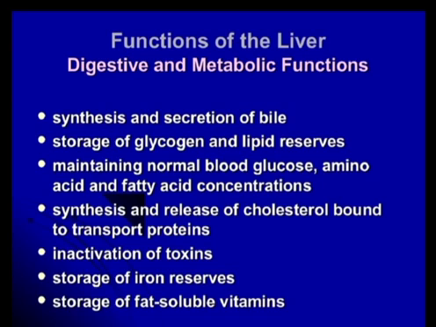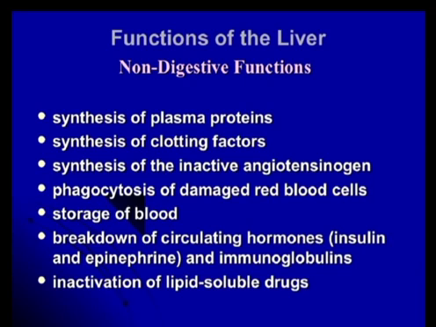Inactivation of the toxins. The portal vein, along with all the nutrients from the gastrointestinal tract, also brings toxic substances into the liver, the poisons and the drugs, which are metabolized in the liver. The storage of iron reserves is another function of the liver, and there is storage of fat soluble vitamins.